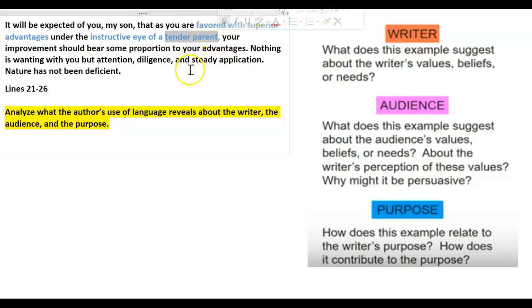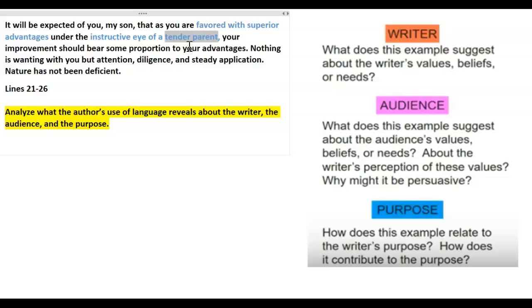So first, when it comes to the writer, it tells us that she and her husband value giving him some support and that they are there. They value supporting him. And we see that with the instructive eye of a tender parent, the fact that he is there under that instructive eye of a tender parent, her husband or his father. And so we know that they both value supporting him.